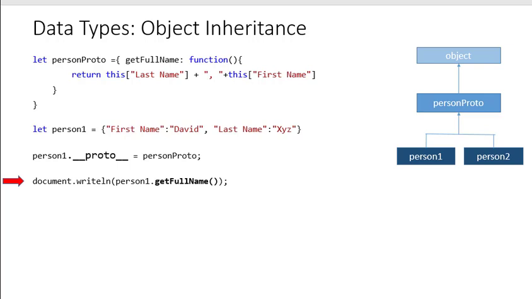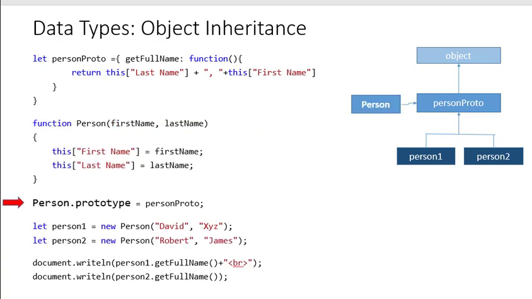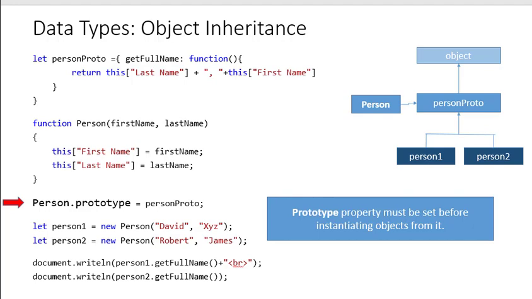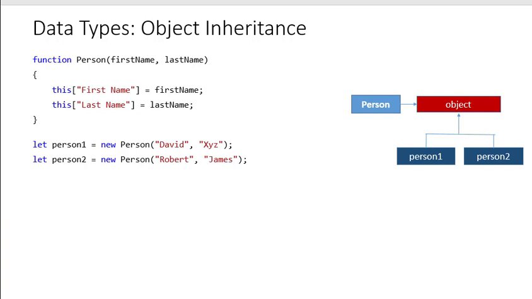But most often you will not have to set the __proto__ property of an object like this. Most of the time you will create objects through constructor functions, and you can set the prototype property of the constructor function before creating objects from it. The prototype property must be set before instantiating objects from it. By default, the constructor function creates an empty prototype object, and it is set as the __proto__ of all the objects created from it. So it is a shared empty object.